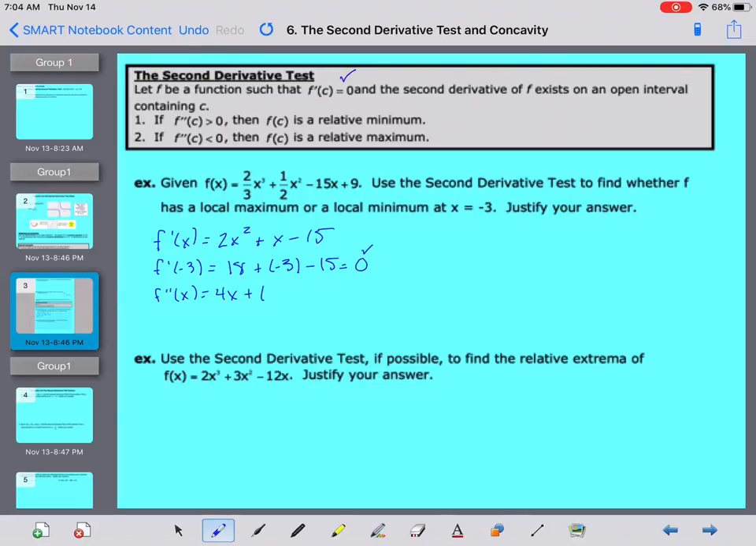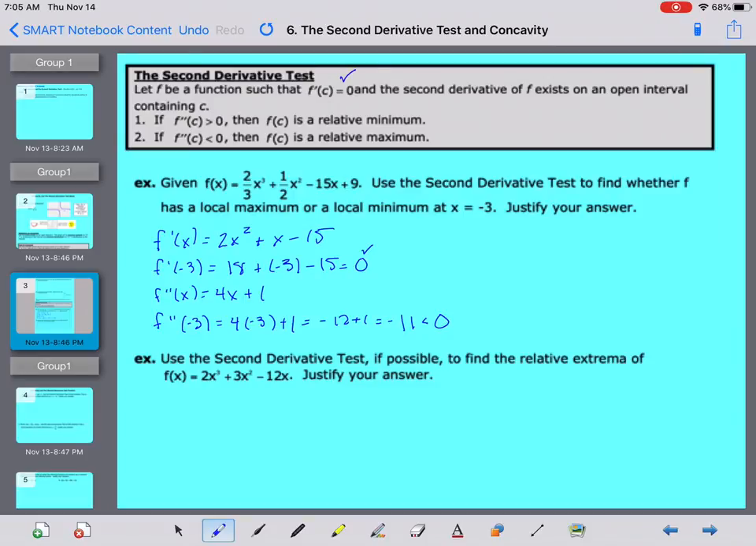And our second derivative is 4x plus 1. When I take -3 and plug it in, I'm really not looking for the value. I can calculate the value, but what I'm looking for is: is this term going to be positive or negative? So -12 plus 1 gives us -11, which is in fact less than 0.